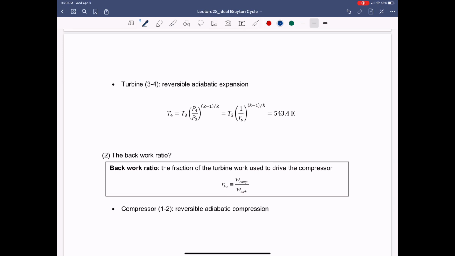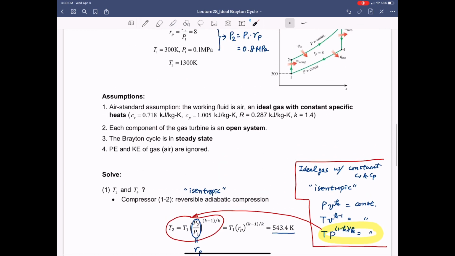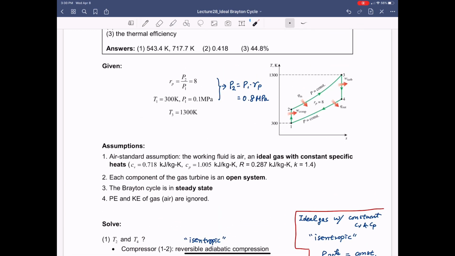Again, we should use the same equation, but instead of using index 1 and 2, we use index 4 and 3. Now, we know T3 because that is given as 1300 Kelvin, but do we know P4 over P3? What do you think? In order to answer that question, let's go up again to see the TS diagram.